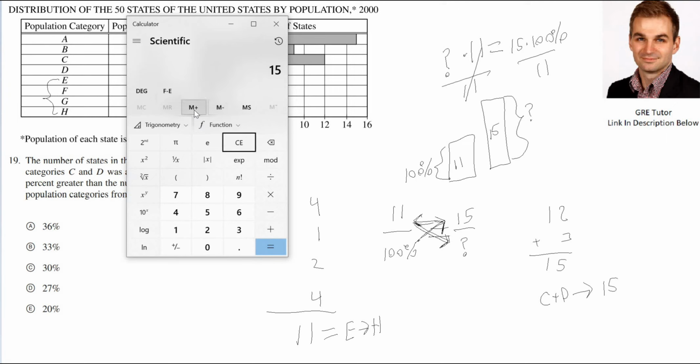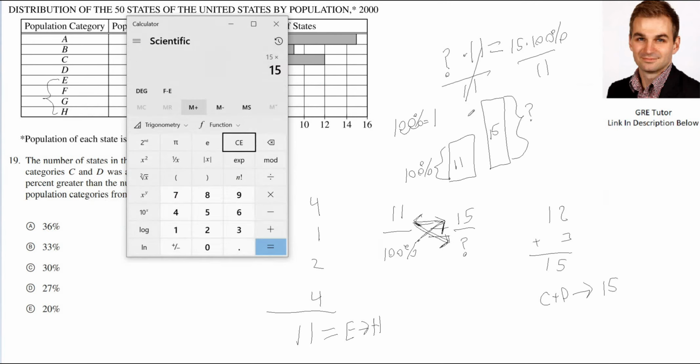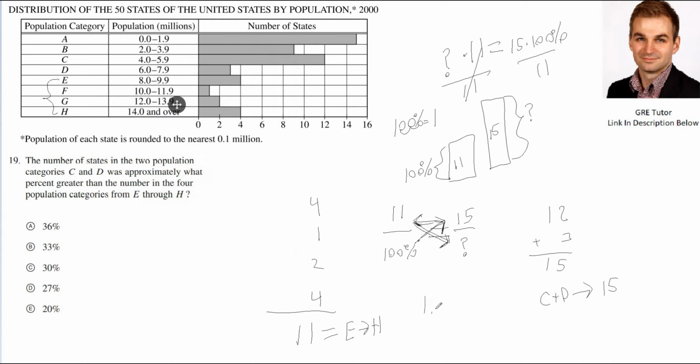15 times 100. Now, whenever you multiply by 100%, you actually want to take the decimal and put it over, right? 100% in decimal form is actually going to be 1. So 100% is equal to 1 in decimal form. So that's what we're going to multiply by. We're multiplying it by 1, and that just gives us 15, and then we divide by 11. And that gives us 1.363636. Okay, so you're at 1.3636.